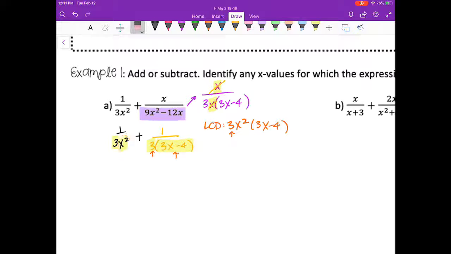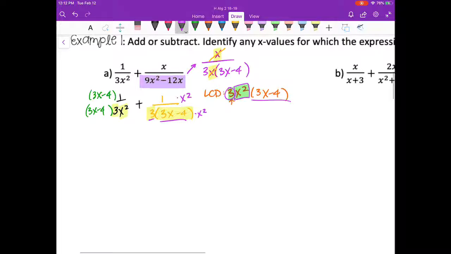So now what we do is we multiply both fractions by whatever piece is missing. So in our first fraction, 1 over 3x squared, well, we've got the 3x squared piece. All we're missing is the 3x minus 4 factor. So we'll take both of them, the numerator and the denominator, and multiply by 3x minus 4. In our second fraction, we have the 3 and the 3x minus 4, we're only missing the x squared. So in our second fraction, I multiply top and bottom by x squared.